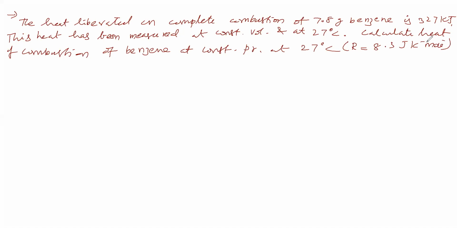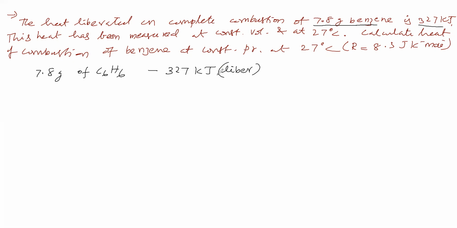So, now what is the given data? The given data is the heat liberated on complete combustion of 7.8 gram of benzene. 7.8 gram of benzene on complete combustion liberates how much heat? 327 kilojoule of heat is liberated.